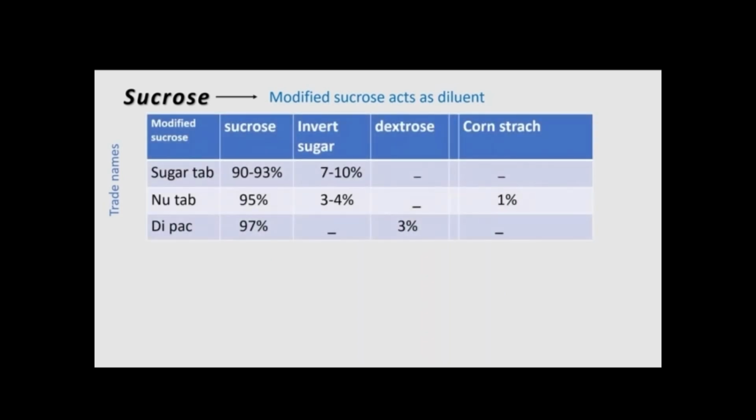Sucrose. We use sucrose in modified form. So modified sucrose acts as a diluent. There are different trade names for modified sucrose. Before we know about these, we have to know about invert sugar. When sucrose undergoes hydrolysis, it is converted into glucose and fructose. Together they are called invert sugar.